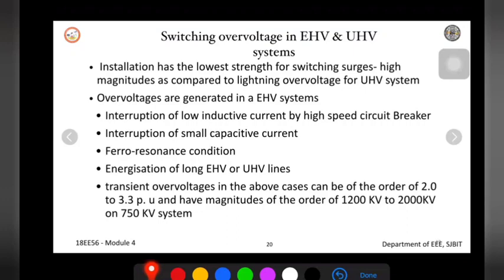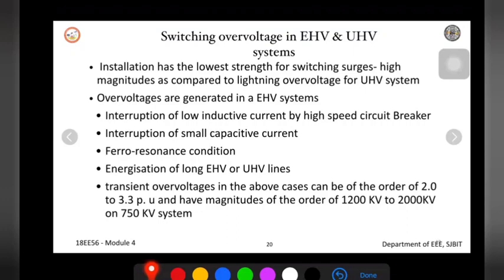Here the insulation has the lowest strength for switching surges with regard to the long air gap. When you take a high voltage transmission line, even if I am maintaining a gap between two conductors, whether it's DC or AC, if you are maintaining a long air gap distance, the insulation will have a low strength in these cases.